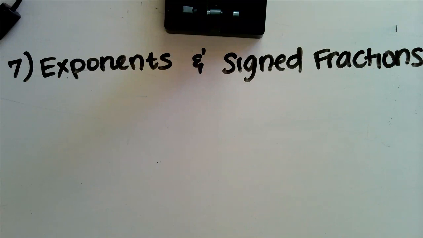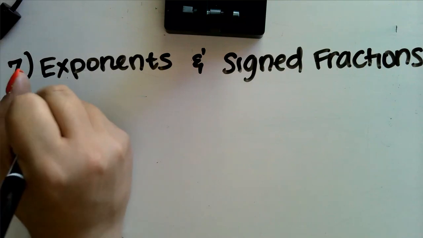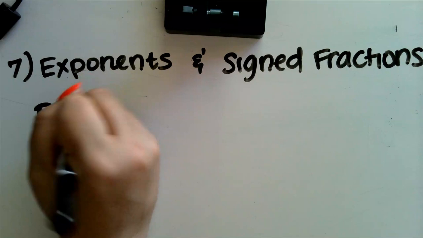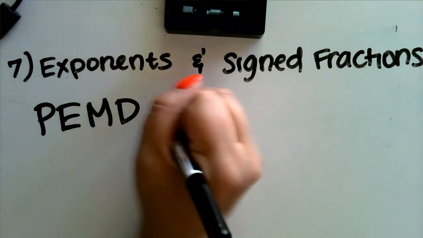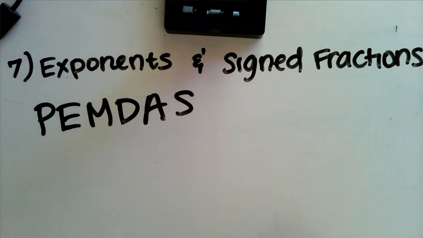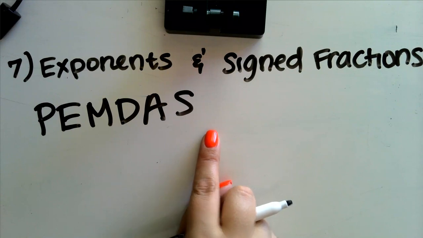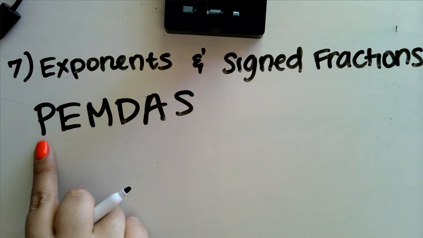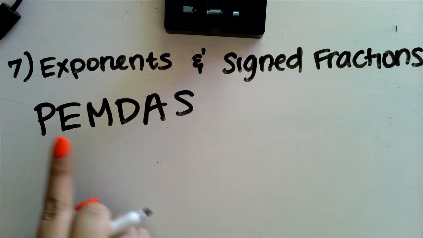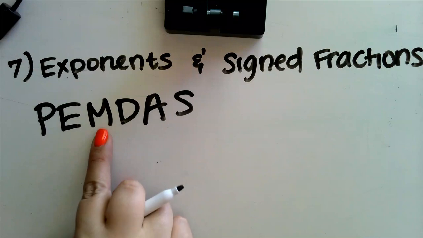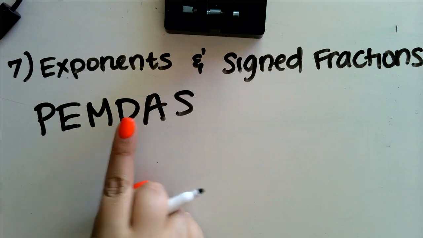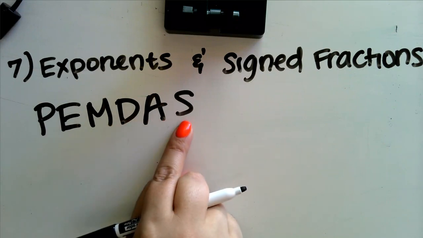Hi guys, today we're going to be talking about exponents and signed fractions. But before we even talk about that, I want to do a quick reminder of our order of operations, which includes our PEMDAS. Some of you guys might know it as please excuse my dear Aunt Sally. Just a reminder what this stands for. Our parentheses comes first, exponents, multiplication, division, addition, and subtraction.